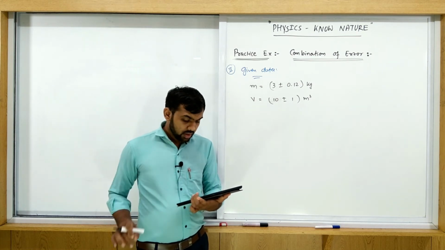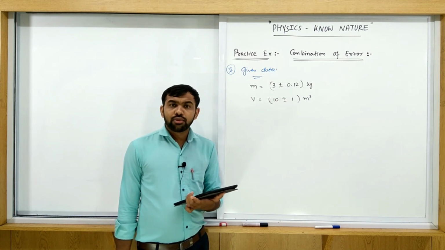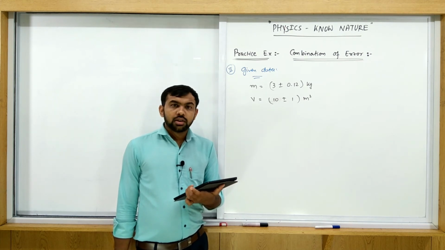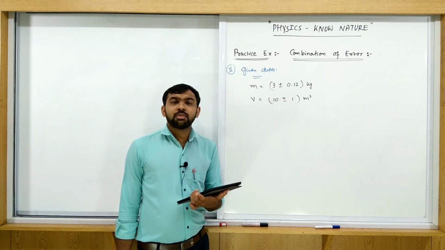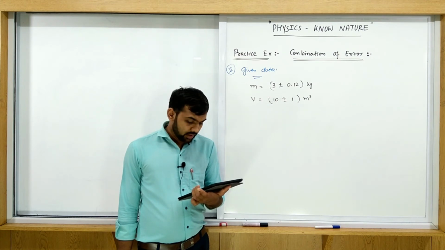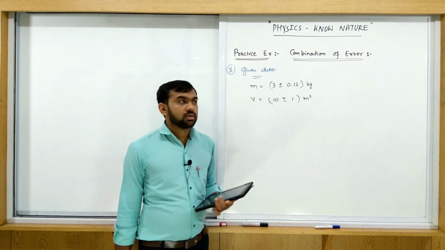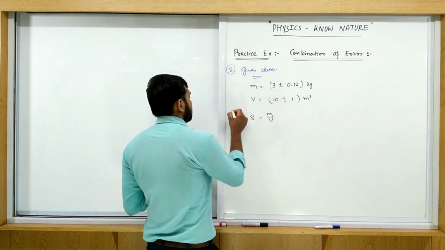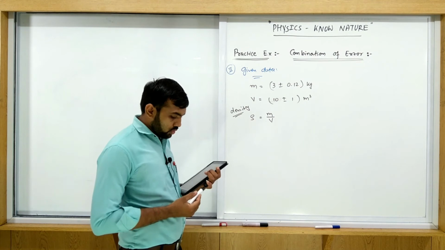Calculate the fractional error and percentage error in a measurement of density. Full stop. Use rho is equal to m upon V, means density, rho is equal to m upon V.